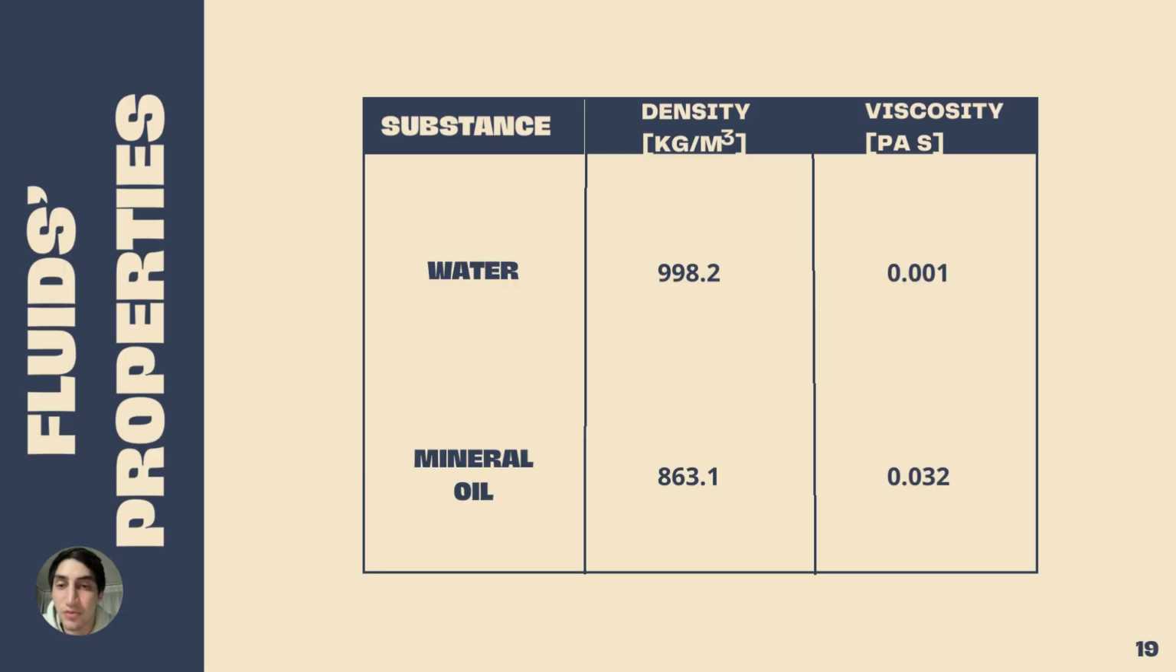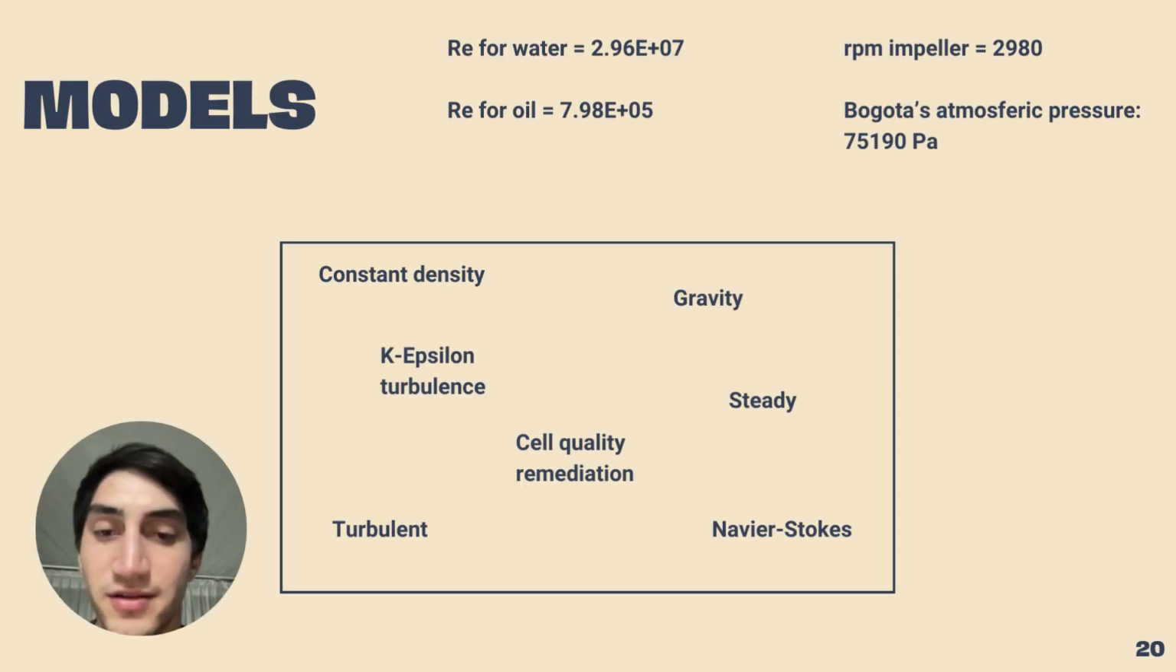Here we have the fluid properties for the substances used in the simulation. The Reynolds number calculated for both substances is greater than 2300. This is why the models are for a turbulent flow. First, we chose a constant density since they are incompressible fluids. We're taking the gravity and a steady state.